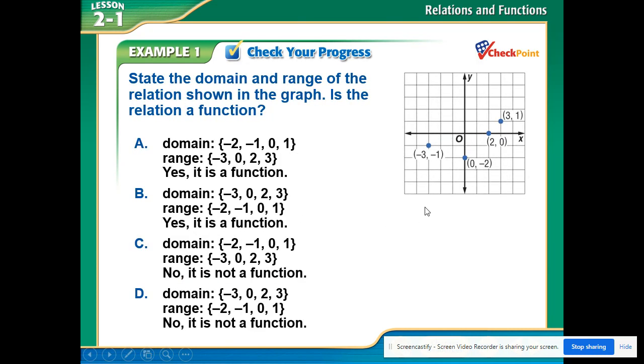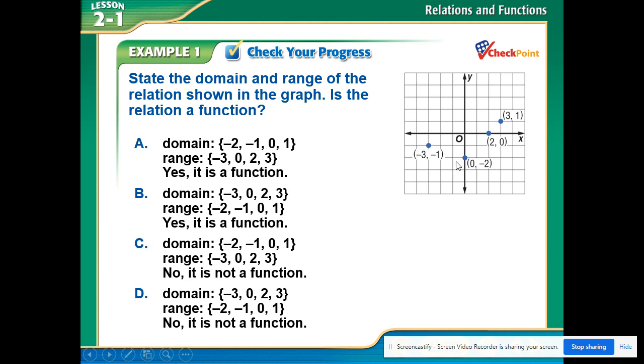So what about this one? We got 4 different points here. The domain is negative 3, 0, 2, 3. So it's not C, it's not A. So it's either B or D. The range is just the same, so I'm not worried about that. And one says it is a function, one says it isn't.